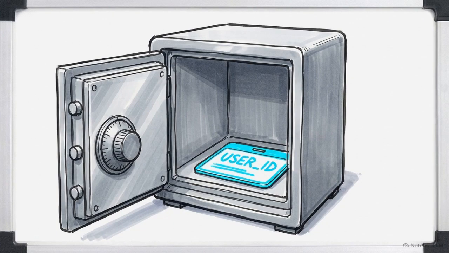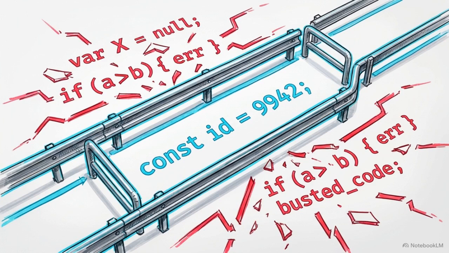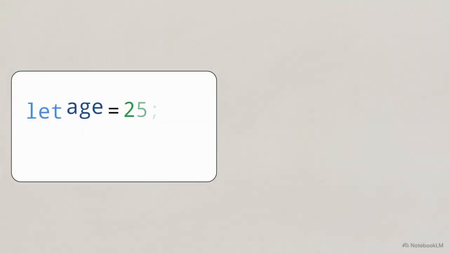Locking permanent data into a const safe, like a user's unique ID, ensures the engine will reject any later attempt to reassign that variable name. You are setting a guardrail that keeps that identifier bound to its value, preventing other parts of your code from accidentally changing it. Now, watch what happens when we try to update that mutable let container incorrectly.